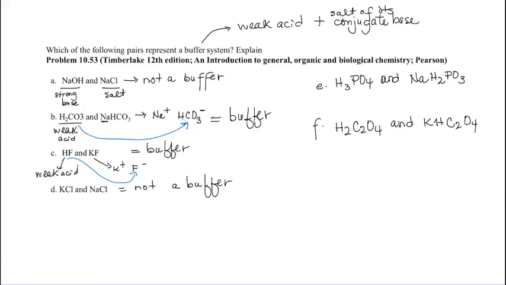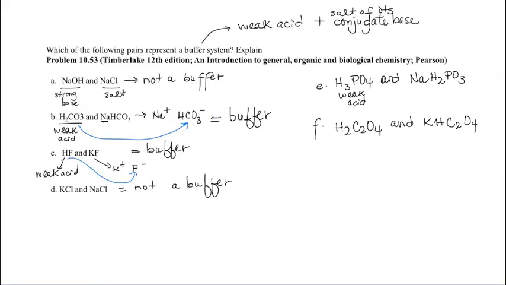Let me just throw two more examples to you guys. We have H3PO4 and NaH2PO3. Okay. Do we have a weak acid on E? Let's put the chemical formula of the weak acid. What is the chemical formula for the weak acid? Excellent. This is your weak acid.